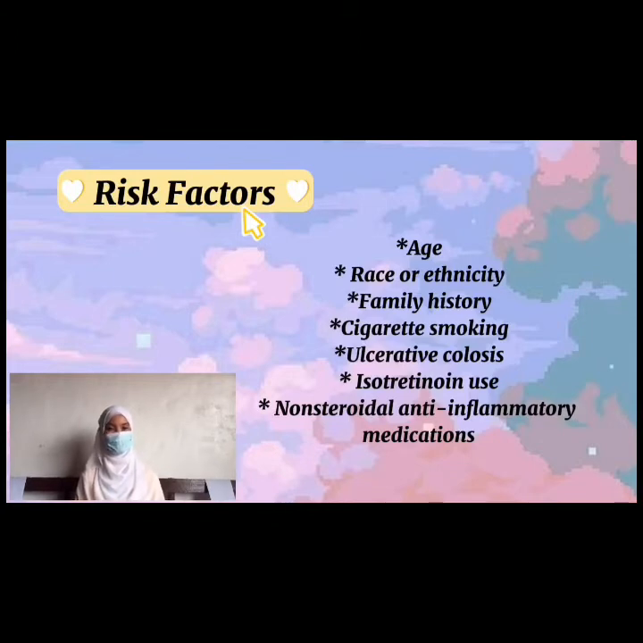Next we have family history. So these are the risk factors. In family history, you are at higher risk if you have close relatives, such as parents, siblings, or a child with the disease. Next we have cigarette smoking. This is also a risk factor for IBD.